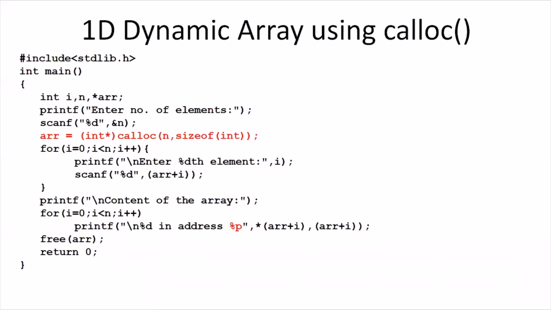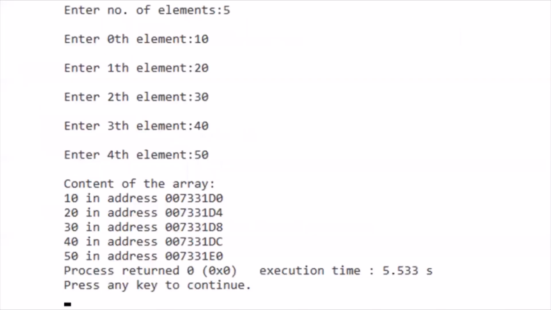Thus, if the user enters the value of n as 5, the calloc function will pass 5 and 4 as parameters and will allocate 5 contiguous blocks of 4 bytes each to the pointer ARR. Also, if calloc is used to allocate the memory, each of the cells of the array will be initialized to 0. Thus, on executing the program, we get an output somewhat like this.